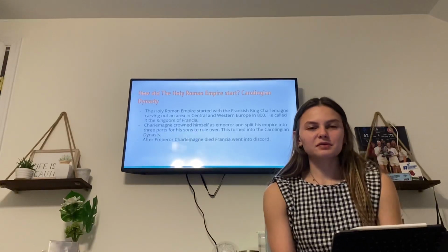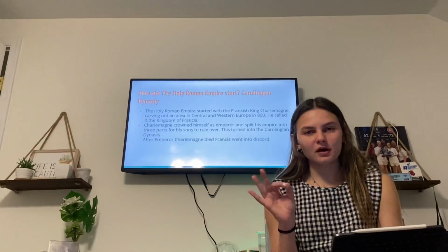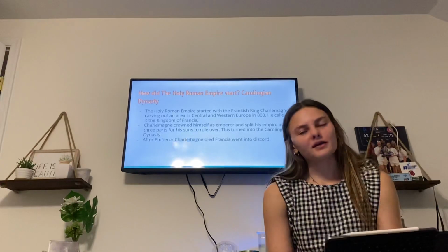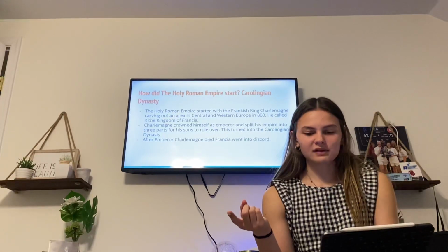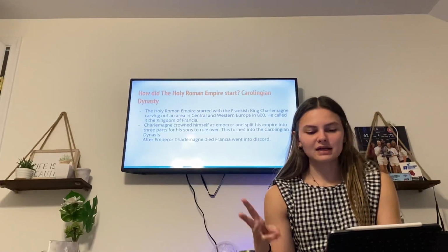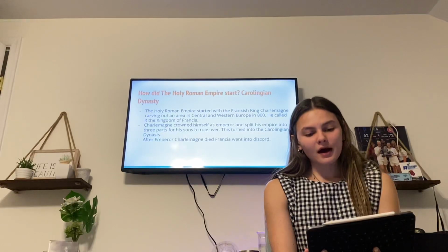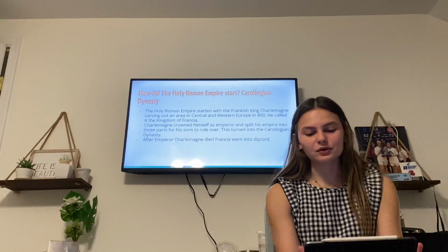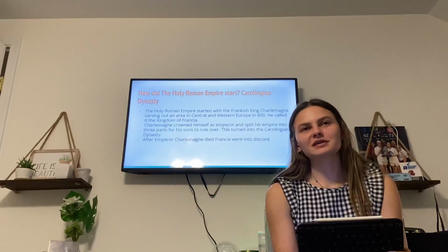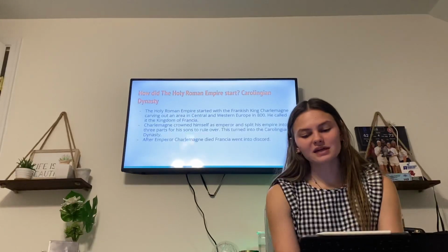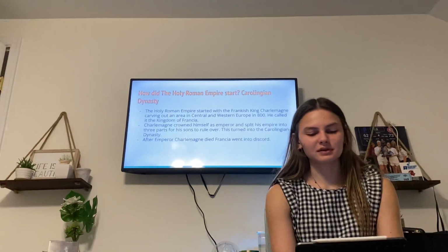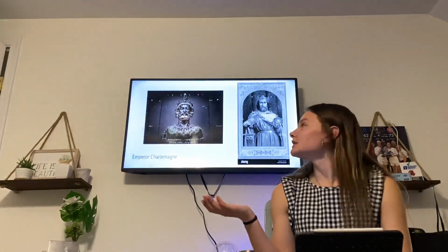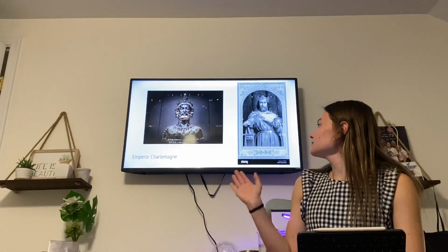Emperor Charlemagne split his empire into 3 parts for him and his 2 sons to rule over. And those 3 parts were West Francia, Middle Francia, and East Francia. After Charlemagne died, his sons were fighting over who would be the next emperor, and they couldn't decide. So the Kingdom of Francia fell into a deep chaos. And this is Emperor Charlemagne.